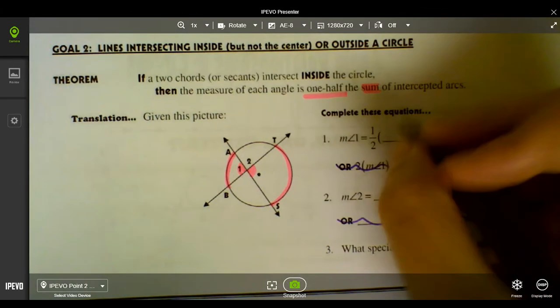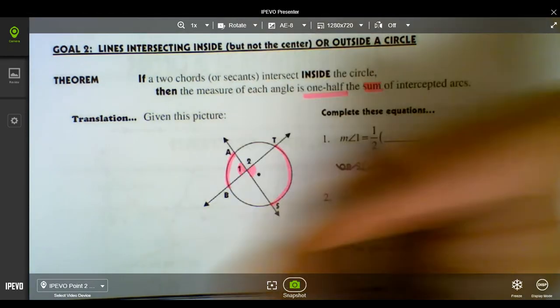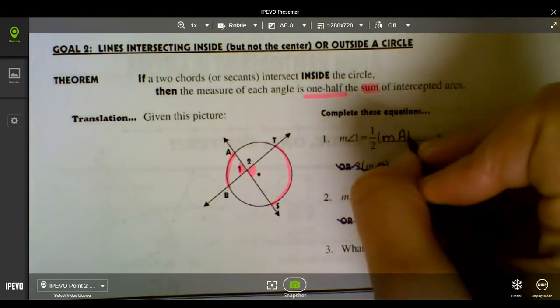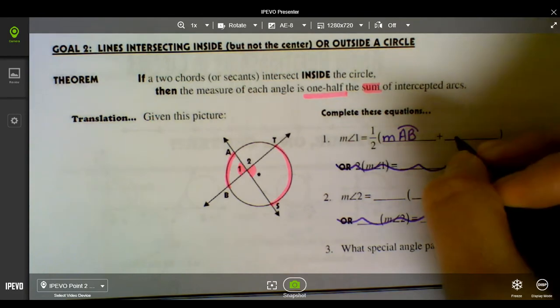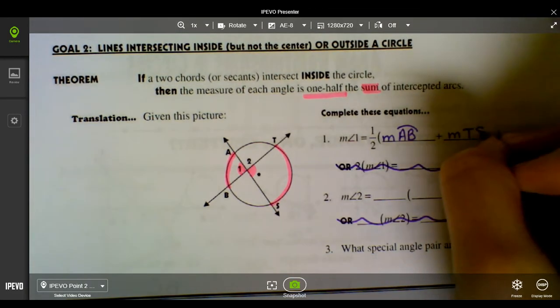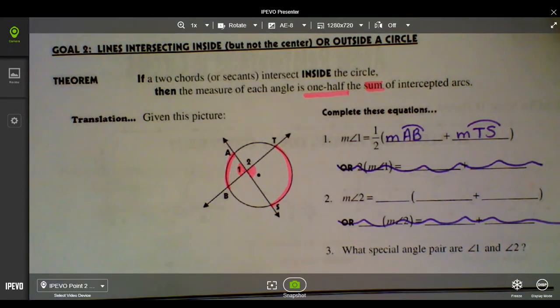All right, so for this one, since we're not given any numbers, we're just going to write down the arcs. We're going to add up the measure of arcs AB and the measure of arcs TS. And then we just cut those in half. So we add up those two arcs, cut them in half.